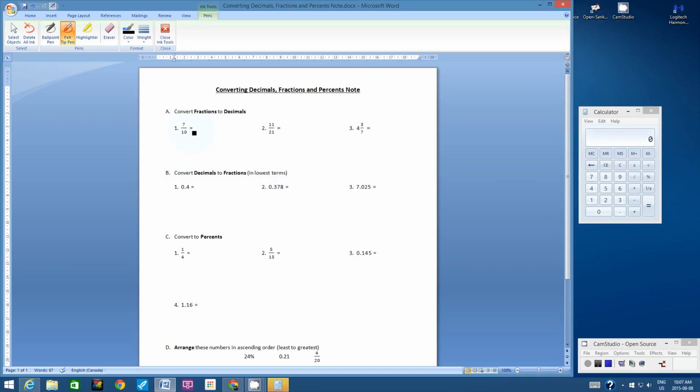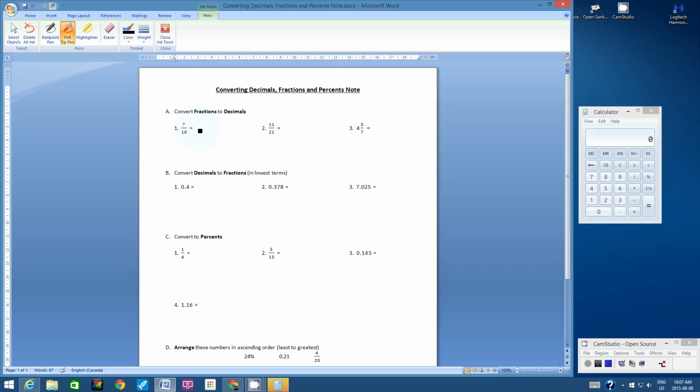Okay, so let's begin with section A, convert fractions to decimals. So we're going to start with giving you a fraction, and then I want you to convert it to a decimal. Well, these questions are very easy as long as you remember one rule. Whenever we have a fraction, this middle line in between the numerator and the denominator simply means divide. So the fraction actually tells you what to do. We're going to divide the numerator by the denominator.